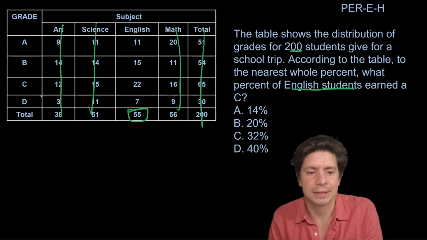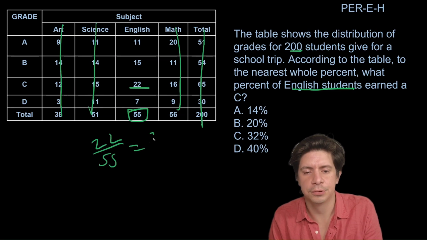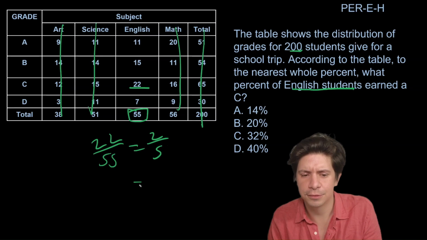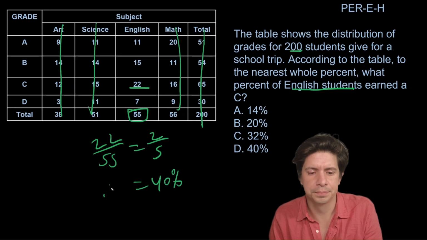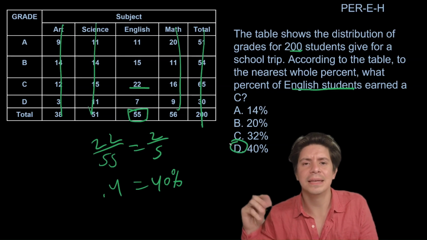And then we're going to have C. So we're going to have 22 out of 55 equals 2 out of 5. And that equals, beautiful, 40%, right? Because it's 0.4. And that is D as in dog. Okay, so do you see how easy that is?